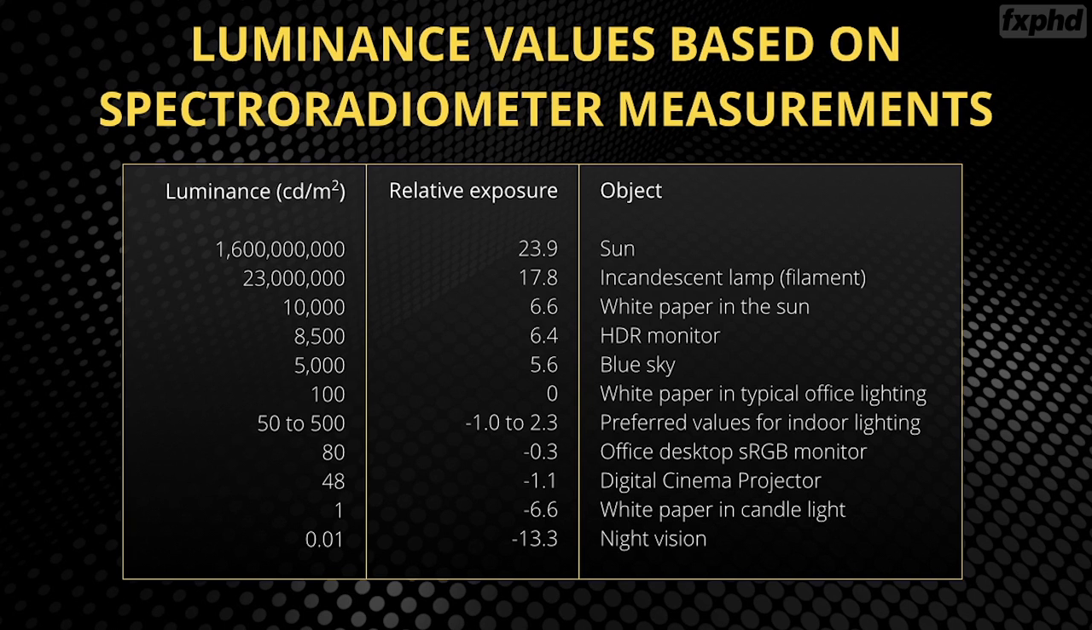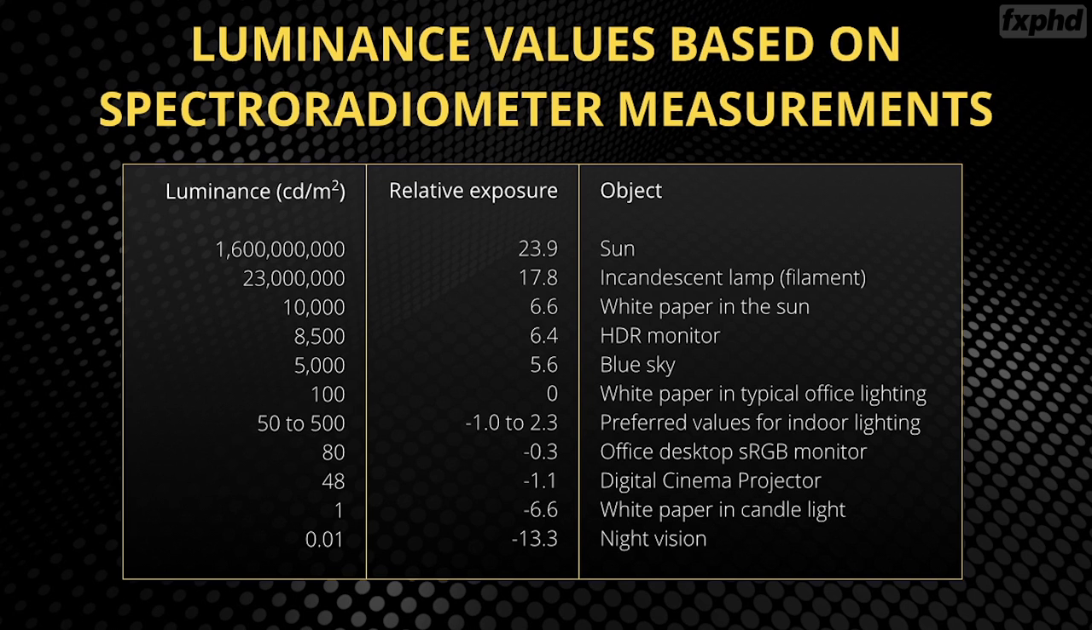Now if you went outside and looked at the blue sky, you would have a relative exposure of 5.6, and your luminance is going to go up to 5,000. So the difference between the blue sky and the white paper is obviously a lot, from 100 all the way up to 5,000. Now if you took your piece of paper out of the office and put it outside, the white paper in the sun, the relative exposure then goes up from 5.6 to 6.6, and that then goes to 10,000 candela per meter squared.